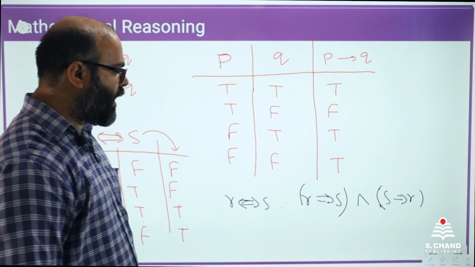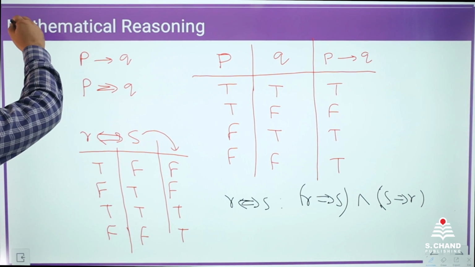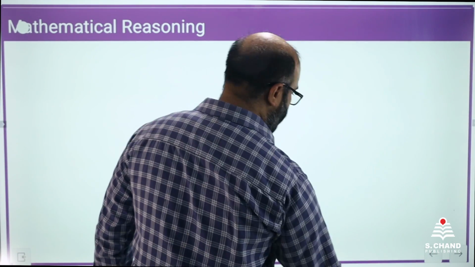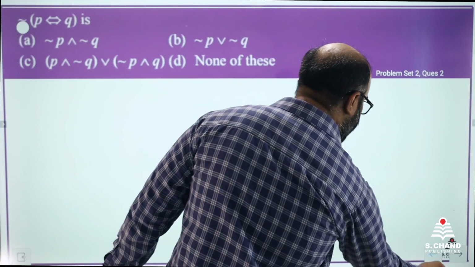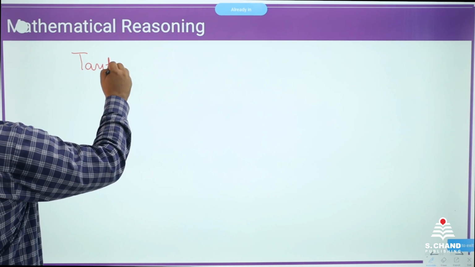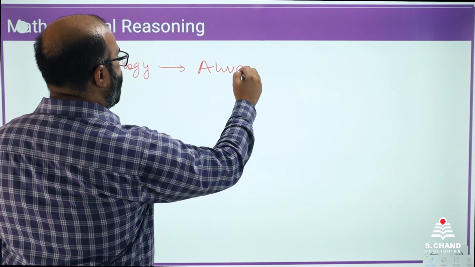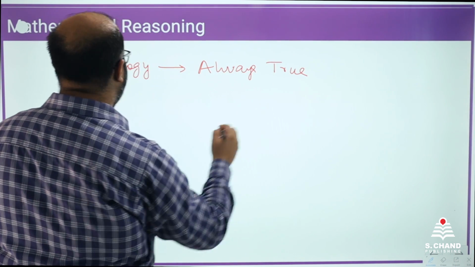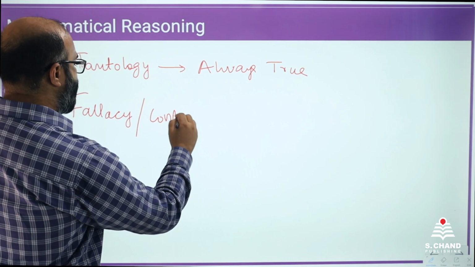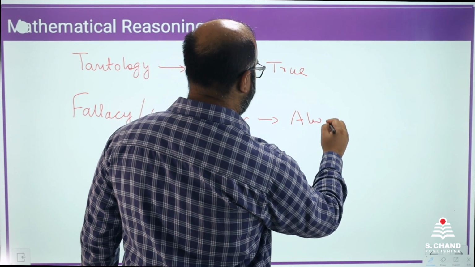So what will happen if you take AND of both of these, then you will get R double implication S. Now in the next one, you can talk about tautology and fallacy. What is tautology and what is fallacy? Before doing this question, we come to tautology and fallacy. Tautology is a statement which is always true, and fallacy is a statement which is always false. Fallacy has another name also, it is called contradiction. So fallacy or contradiction has a name and it is always false.